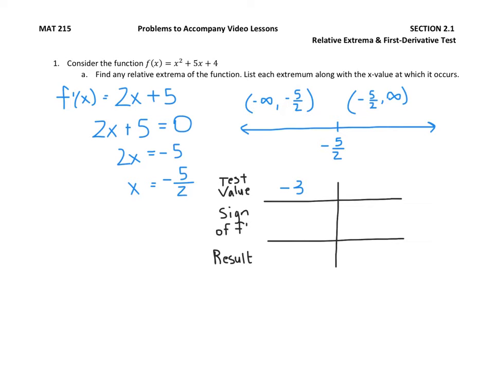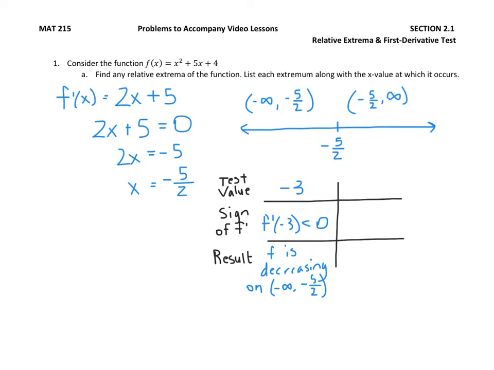If I plug a negative 3 into the first derivative, I have 2 times a negative 3, which is a negative 6, plus 5, which is a negative 1. So my first derivative at x equal negative 3 is a negative 1. So it is negative. So we can say f prime at negative 3 is less than 0. A negative derivative means that the function f is decreasing on that interval. So that is our result, that the function is decreasing on the interval negative infinity to negative 5 halves.